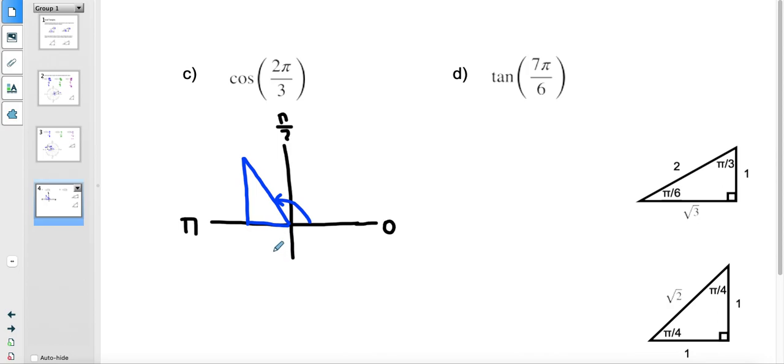And now all we need to do is we need to figure out what this angle here is so that we know which special triangle to use. Well, if this is 2 pi over 3, well then what we need to figure out is what does this angle have to be so that when we add it to 2 pi over 3, we get pi. Well, if you're not sure, you can try subtracting 2 pi over 3 from pi to see what angle this has to be.